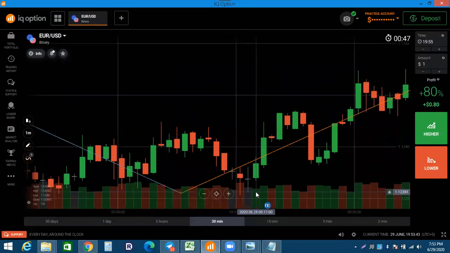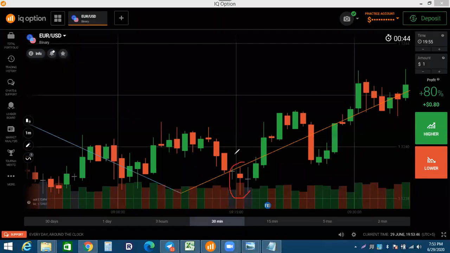Look at this candle. This candle has ultra high volume, and it looks like a pin bar, a bullish pin bar, a doji-style bullish pin bar. The trend changes momentum and goes in an up direction. The volume is ultra high.